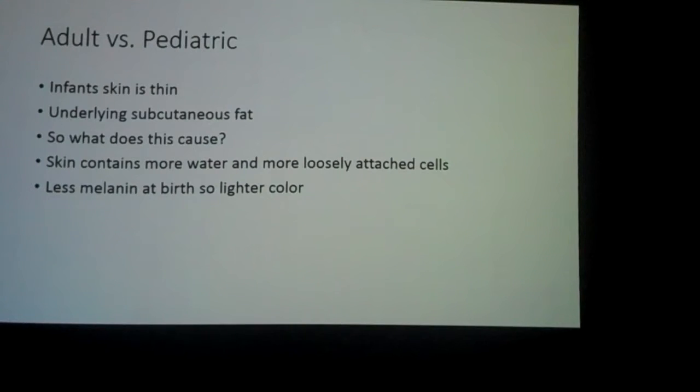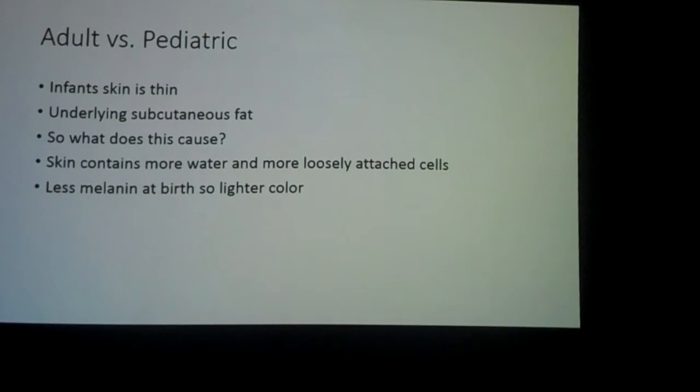Skin, so pediatric skin. An infant's skin is thin, so this makes it more difficult for them to regulate body temperature. They lose heat rapidly and become easily chilled. There's increased absorption of harmful chemicals too because of that thin skin. It contains more water and loosely attached cells, so they're more at risk for bacterial infections. And there's less melanin at birth, so they're lighter in color.